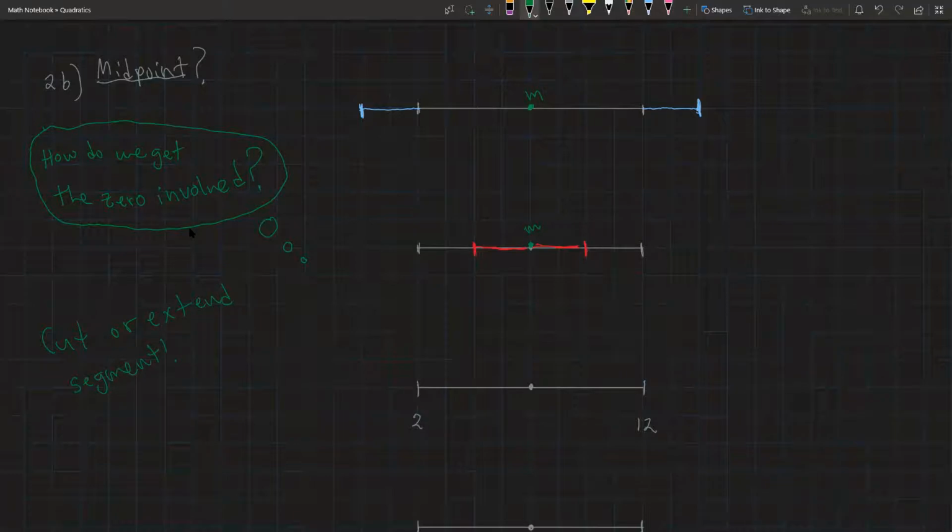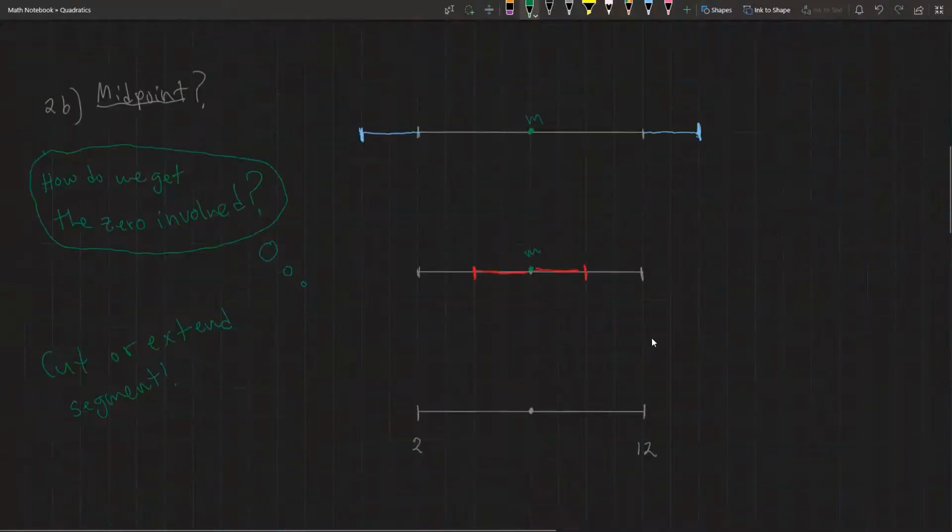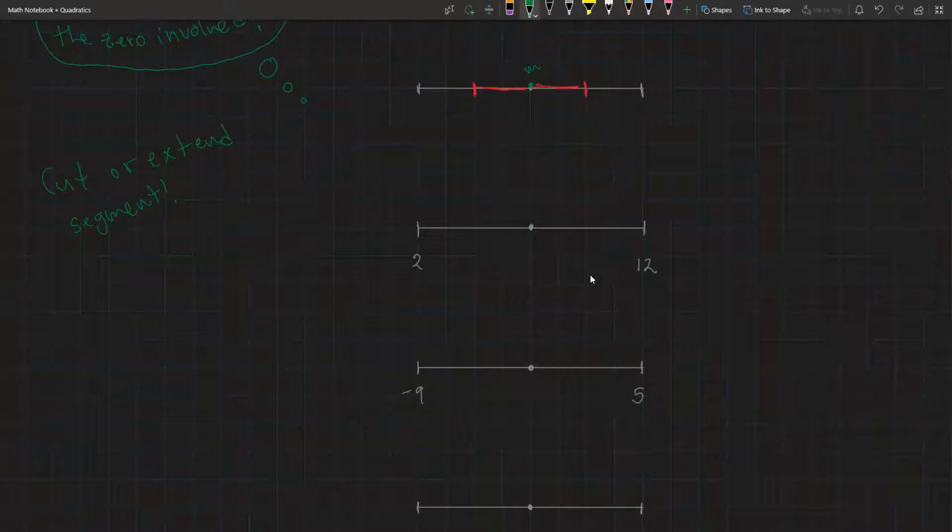And let me show you what I mean by that. We're either going to cut or extend the segment. Let's look at the 2 problems from before. Remember the 2 and the 12 and the -9 and 5. Let's see what I mean by cut or extend the segment.